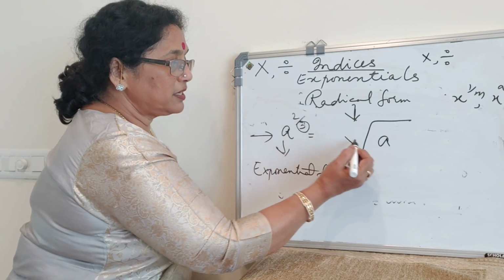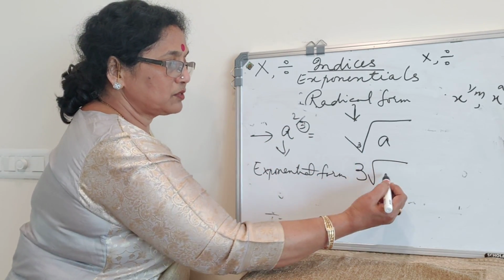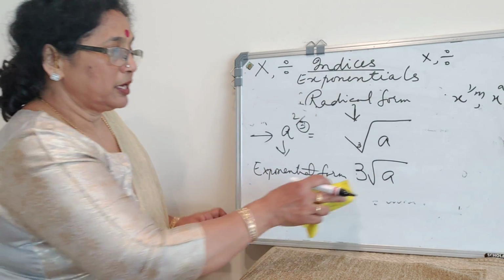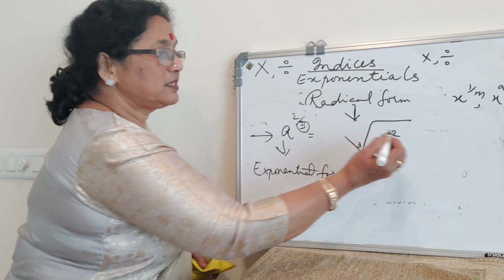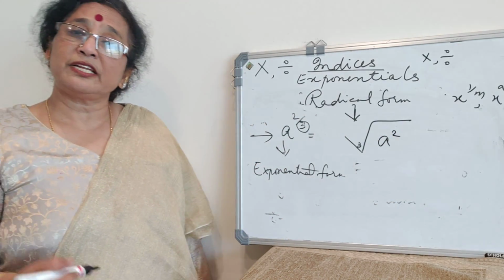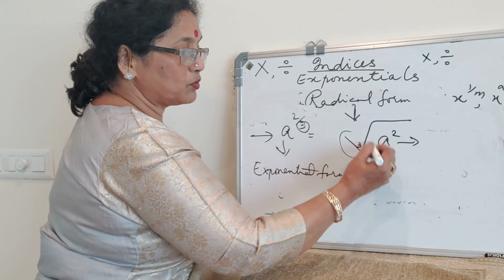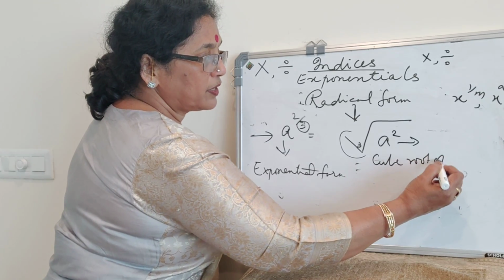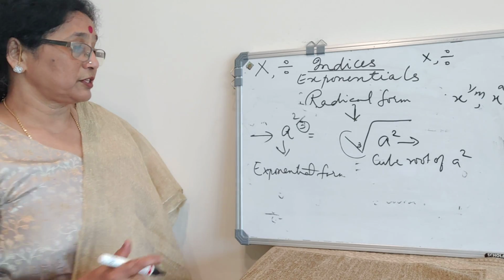And here the denominator is 3, written small. You should not write it like this. This is wrong. This means 3 times the square root of A. It should be inside that little curvature, and the numerator is here. How do you read this? Cube root of a square. Right? Cube root of a square.